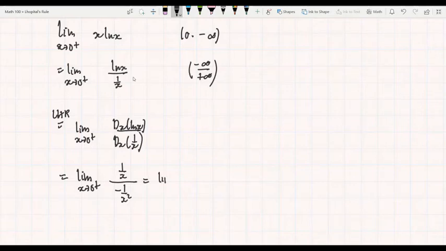So simplifying, we have the limit as x goes to 0 plus of 1 over x times negative x squared. So we have the limit as x goes to 0 plus of negative x, or we have 0. So the value of our limit is 0.